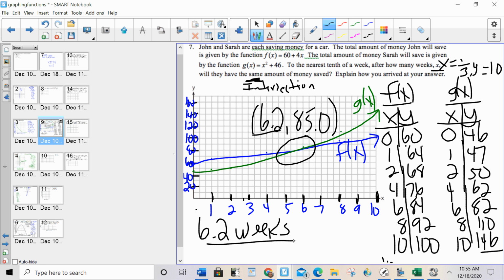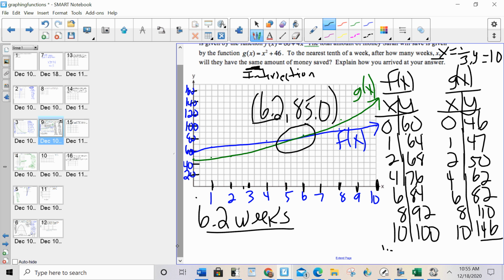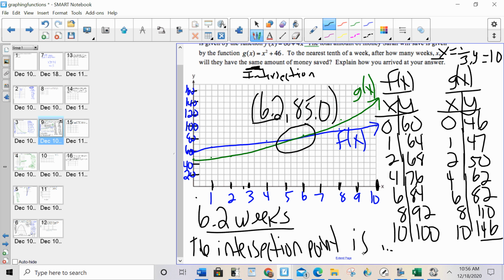Explain how you arrived at your answer. The intersection point is 6.2, 85.0. That's what I would say. We're looking for the intersection point.